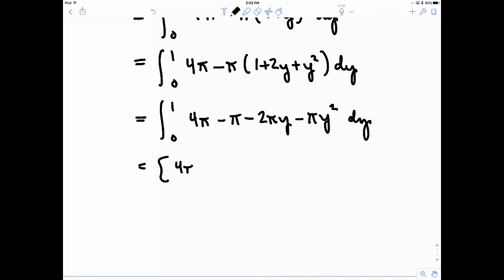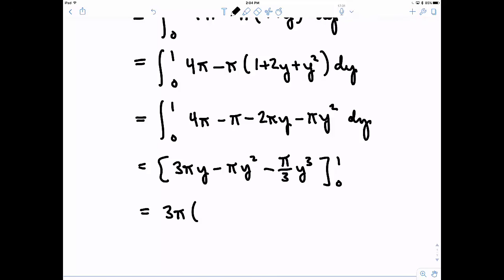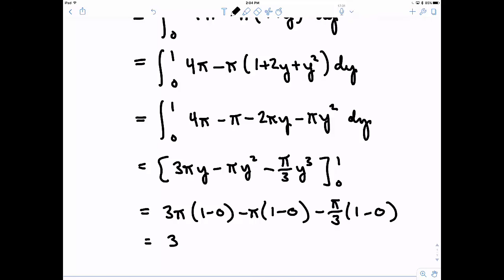So I distributed my negative pi. Again, you have to be careful to distribute that negative. And now I'm going to go ahead and integrate, and I'm going to try to combine that 4 pi and the negative pi. Again, I'm integrating from 0 to 1. And if I plug in 0 and 1 for my first term, for my second term, and for my third term, you'll notice that when you square 0 and when you square 1, or when you cube 0 and when you cube 1, they stay 0 and 1.